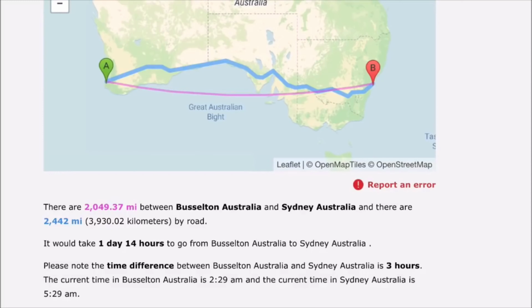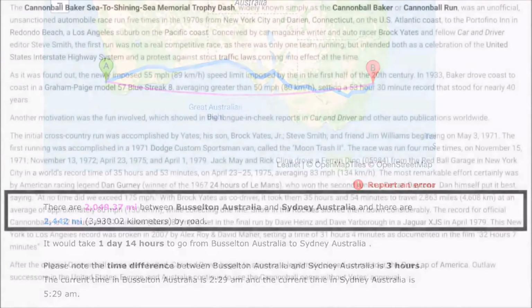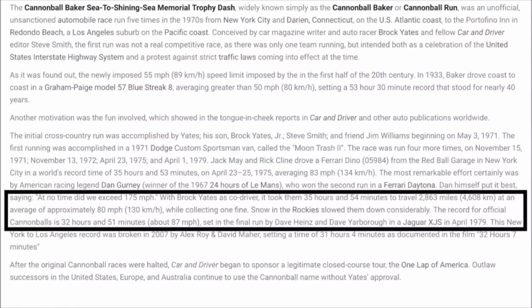If you look at how they actually drive this distance, and this is very telling, the blue line is the path they took for this race. And the race is officially only 2,000 miles on the official map. But when you drive it, as the crow flies, it would be 2,050 miles, but when you drive it, it's 2,442 miles.